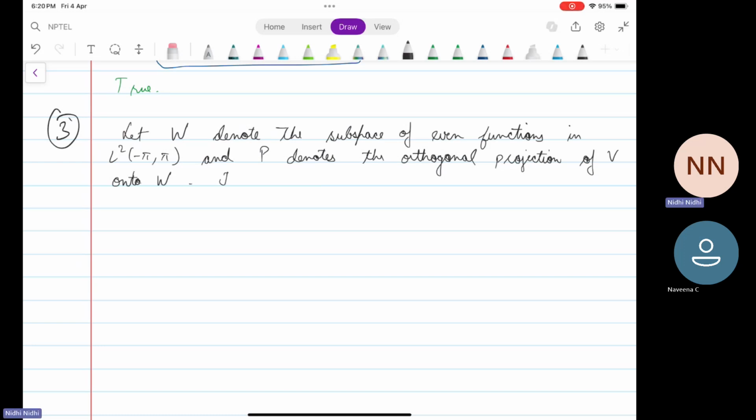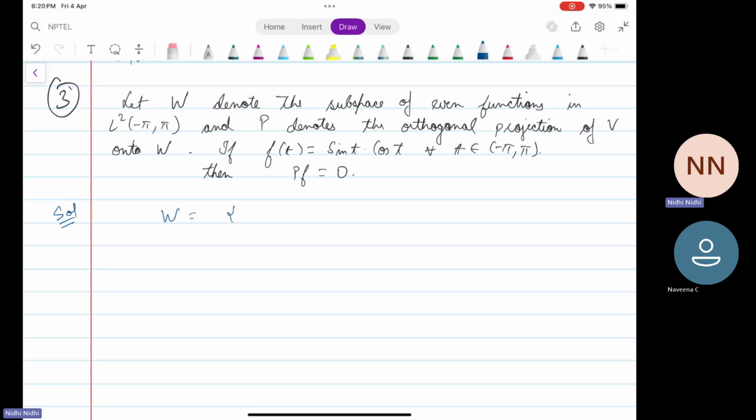Now, if f(t) is equal to sin t cos t, for every t in minus pi to pi, this is how we define it. Clearly this will belong to L2 minus pi to pi. Then they are saying that Pf is 0. Now, firstly, we need to see how this P looks.